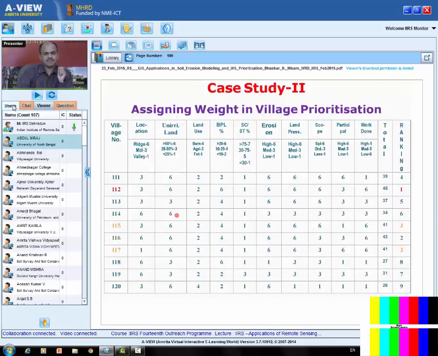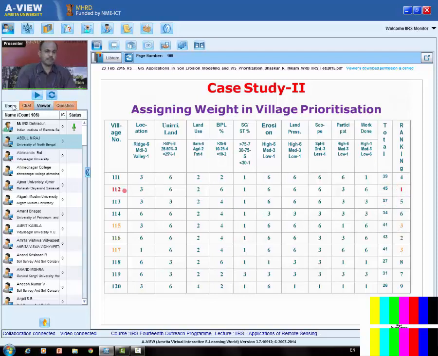Now in second case, we have considered the demographical criteria. So these are the villages in this sub-watershed or this watershed. So we have collected all these criteria. So based on its location, then kind of unirrigated land available, land use, population below poverty line, and other things, we have given the weightage. So the village getting highest total weightage is given priority 1.